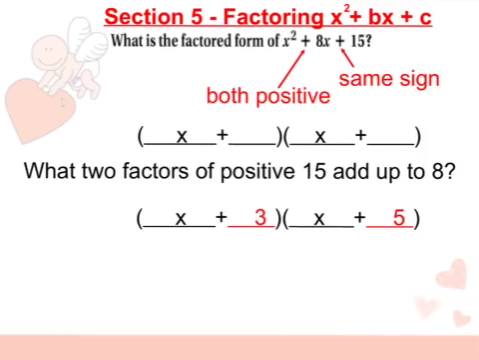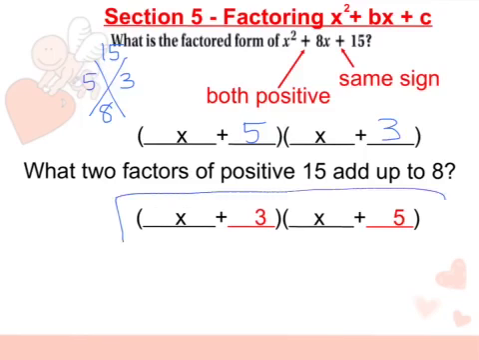Then we look at the c term to see what two factors of 15 add up to positive 8. We can see that 5 times 3 is 15, and 5 plus 3 is 8. So our final, completely factored form would be x plus 3 times x plus 5.